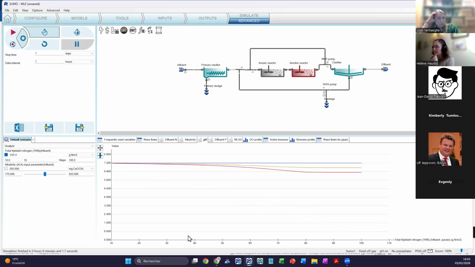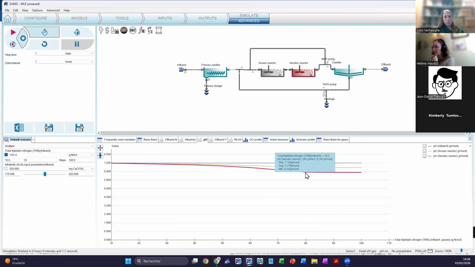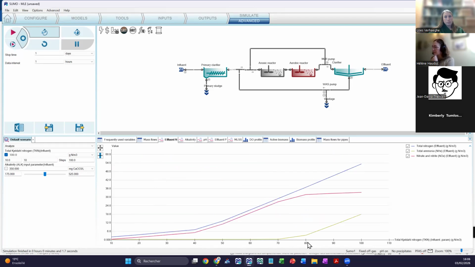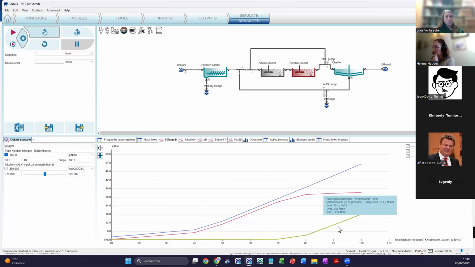Well, what happened with the pH? We see the same thing, around 80 milligram of nitrogen per liter in the influent. Then the pH drops below 6.5. And the consequence is that we lose, at the same concentration, the nitrification. Here, the ammonia starts to go up on this curve. And if we look at the nitrate curve, we can see that until 80, the nitrification was okay.